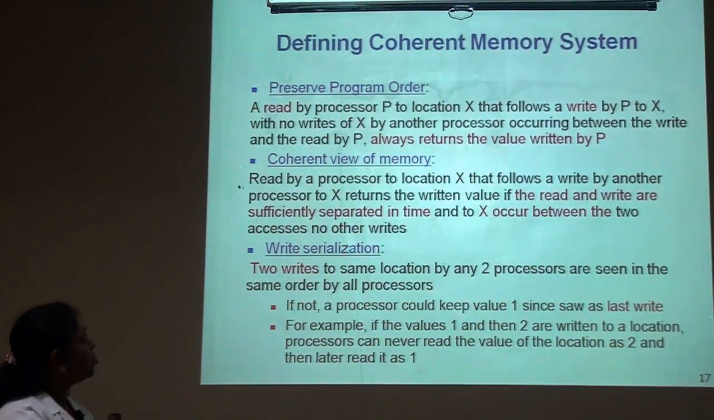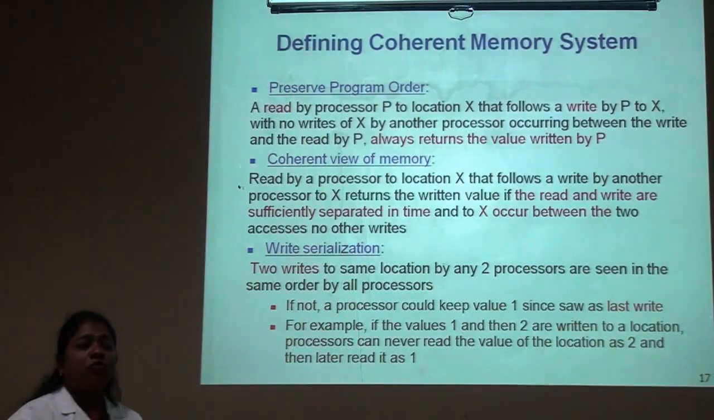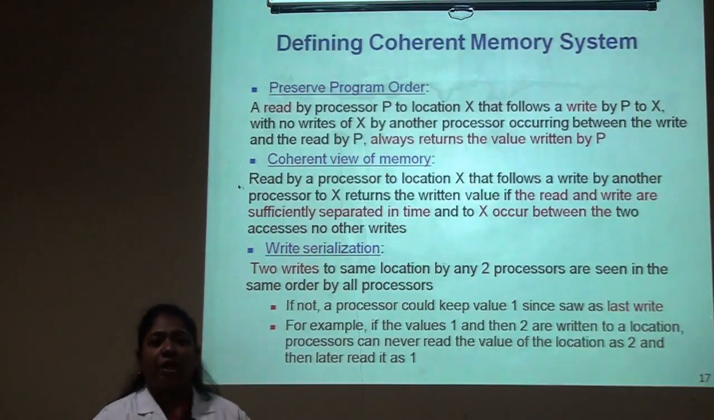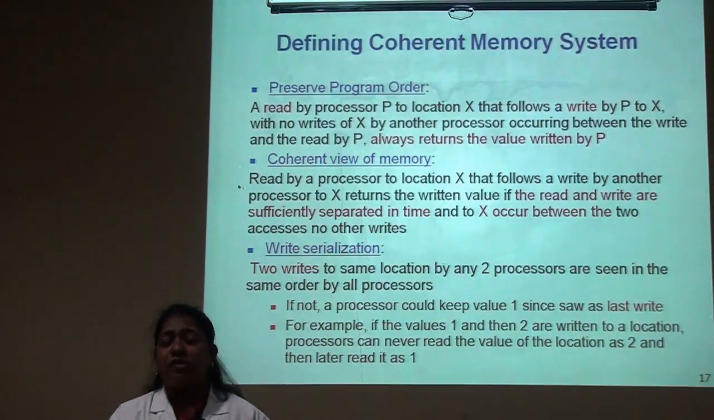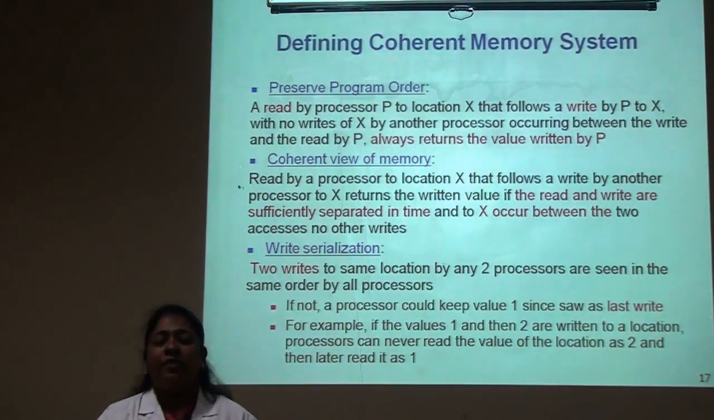The second one is coherent view of the memory, because between the read and write by the processor, the time is very, very important, and time separation is needed between read and write. If one value is being read by a particular processor and another processor wants to write the value, the processor has to wait for the previous read to complete. Read after write, that is RAW, can be there.